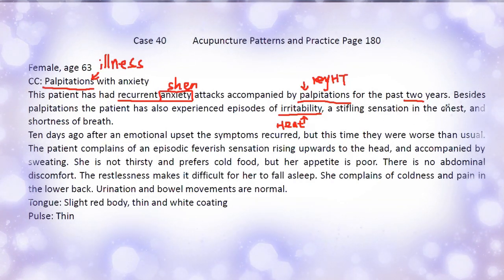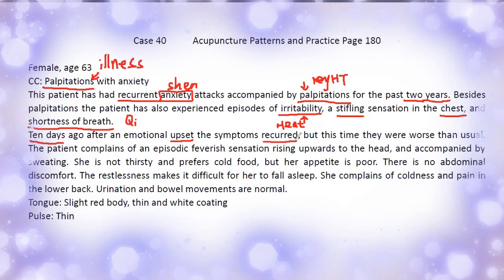And stiff sensation in the chest and upper jaw, and shortness of breath. Short breath is a kind of qi deficiency symptom. Ten days ago, after 2 years, with emotional upset, the symptoms happened again. So that looks like it goes to the liver. We talk about emotions. But this time the patient came with a fever-like sensation rushing up to the head. So that's still heat.